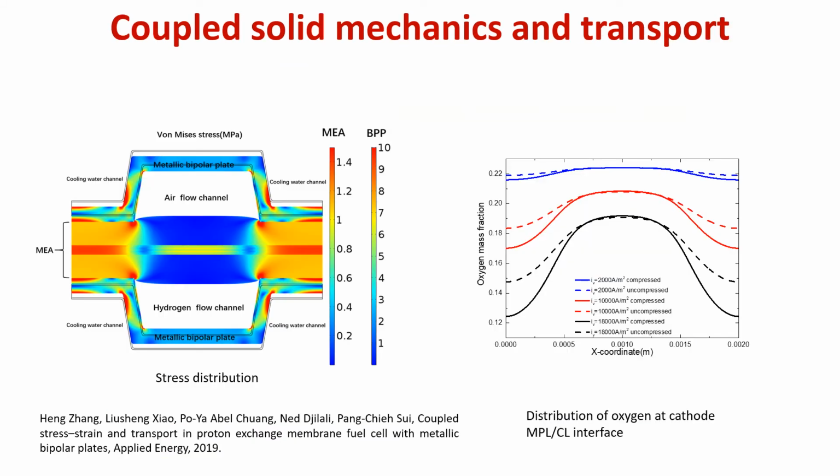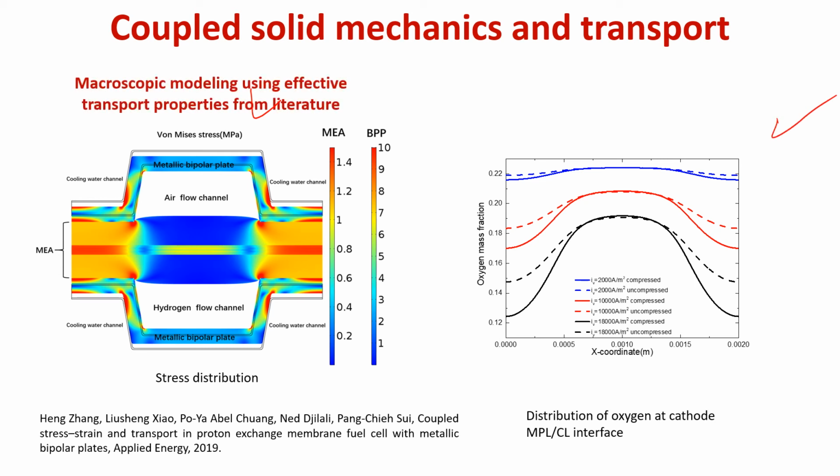Here we show an example of a macroscopic model which uses effective transport properties. The left figure shows the stress distribution of metallic bipolar plates and the MEA. The figure on the right compares the prediction with or without mechanical deformation considered in the model. One can see that significant discrepancy occurs in the regions where deformation occurs most, obviously.